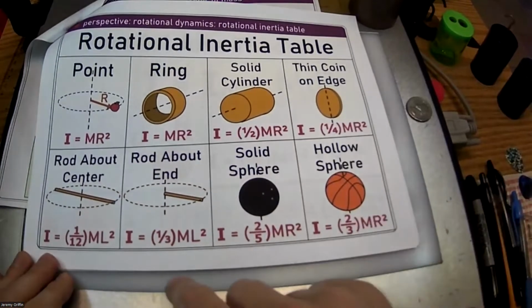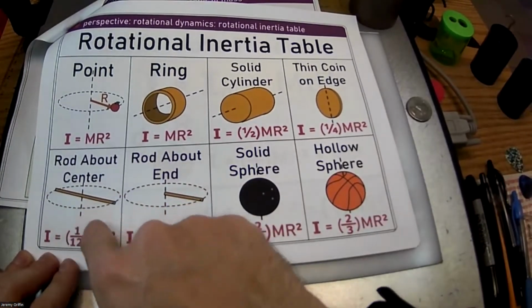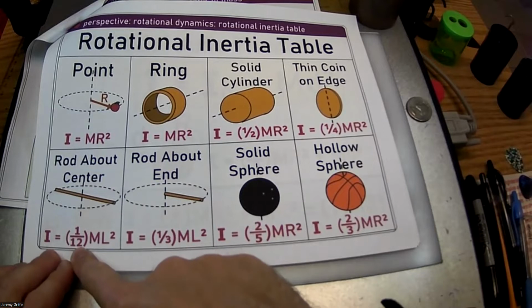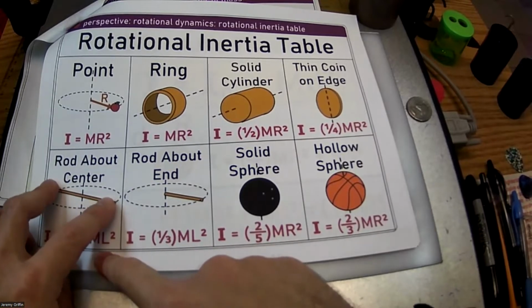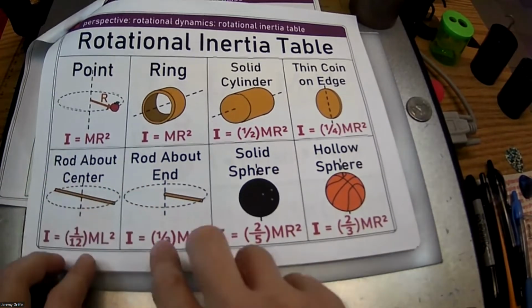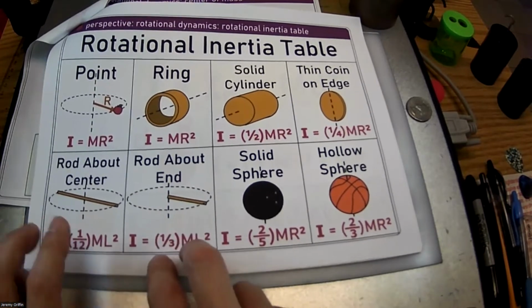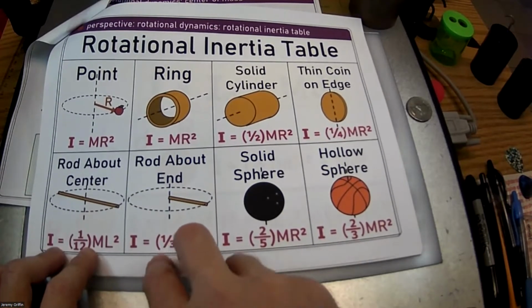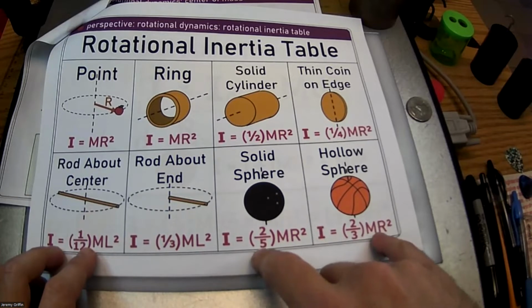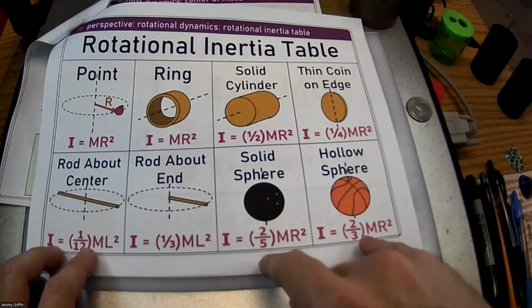Okay? Here's some other shapes. Right? So if you have a rod rotating about the center, it's 1/12 mL squared, where L is the full length. Okay? If it's rotating about the end, it's 1/3 mL squared. By the way, these two are related to each other by something called parallel axis theorem, which I'll tell you guys a bit about. Okay? And here's a solid sphere, and here's a hollow sphere.